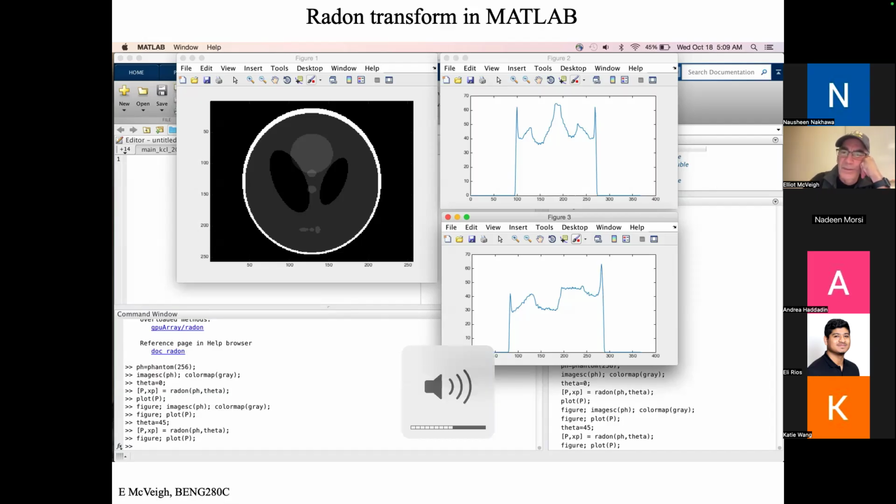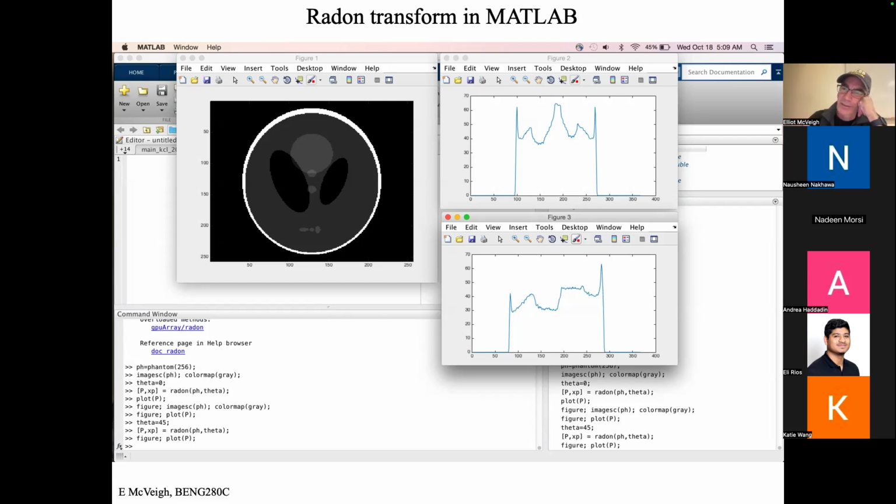So regarding the filter, is it always a Ram-Lak filter, or are there other options? That's a great question. It is not always a Ram-Lak filter. In fact, the Ram-Lak filter works very well for noise-free data. And so if you're doing mathematical things, the Ram-Lak filter is the correct filter to use to reconstruct all of the precisely correct values.